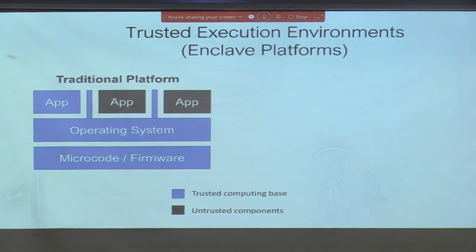Okay, so what are enclave platforms? I'll describe this in contrast to the traditional picture. So the traditional picture is here on the left, where you have your standard operating system running on hardware on top of which may have an intermediate microcode or firmware layer.